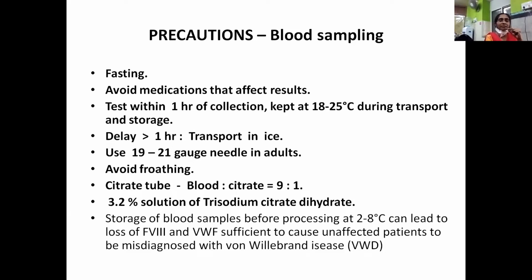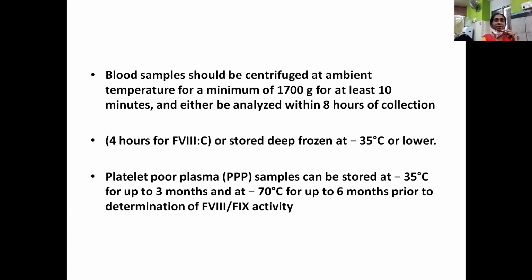The ideal needle size for sample collection is 19 to 21 gauge. Whenever you draw these samples, try to avoid frothing, and application of a firm tourniquet is also not advisable while drawing the sample. The sample for coagulation studies is a citrate sample, with a blood to citrate ratio of 9:1. This blood sample is usually centrifuged and the plasma is stored. If we expect a delay of more than 1 hour, it should be transported or stored in ice. All these stored samples should be tested within 8 hours of collection.